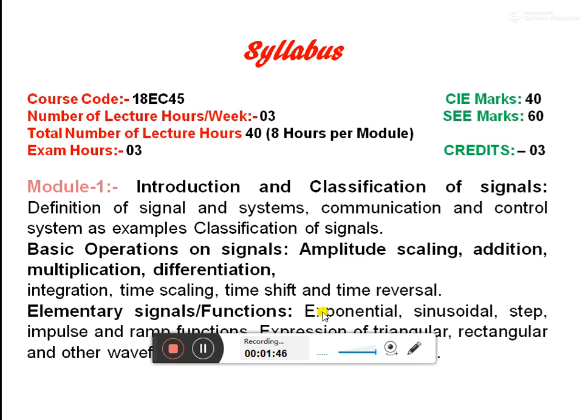In this module, we will discuss the definition of signals and systems, communication and control systems as examples, along with classification of signals into different categories based on characteristics. In the classification, we will discuss continuous and discrete time signals, analog and digital signals, followed by even and odd signals, deterministic and random signals, periodic and non-periodic signals, energy and power signals. So this is the first basic classification we have for signals.